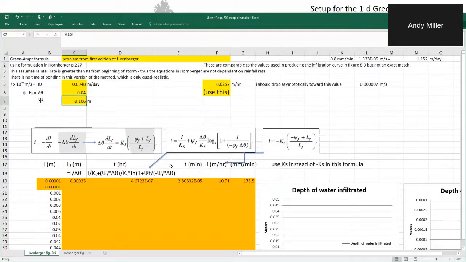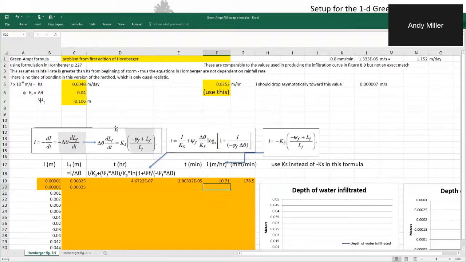So let's start by saying, okay, right here, I'm going to say equals the value of cumulative infiltration divided by delta theta, which is up here, but I'm going to make it an absolute cell reference. So I'm going to hit function F4 so that when I copy that down, it's still going to go back to that cell to find that constant. And indeed, I get the same value because I'm using the same value of I.